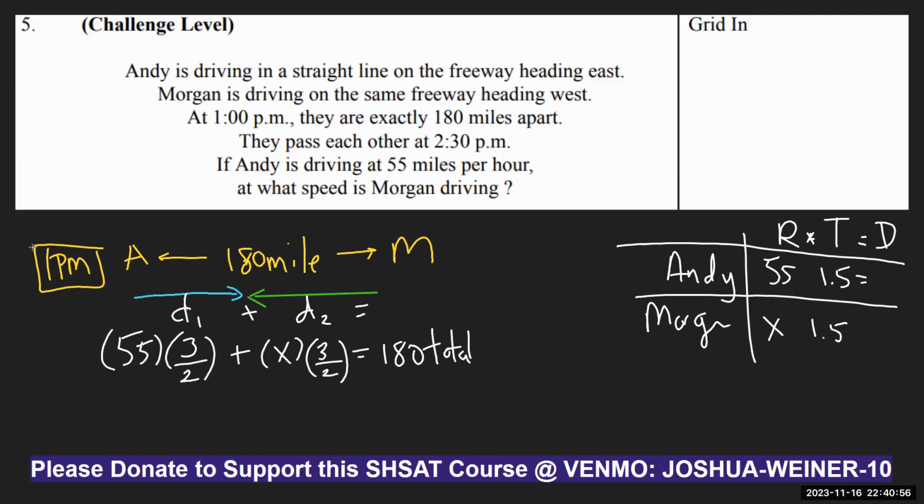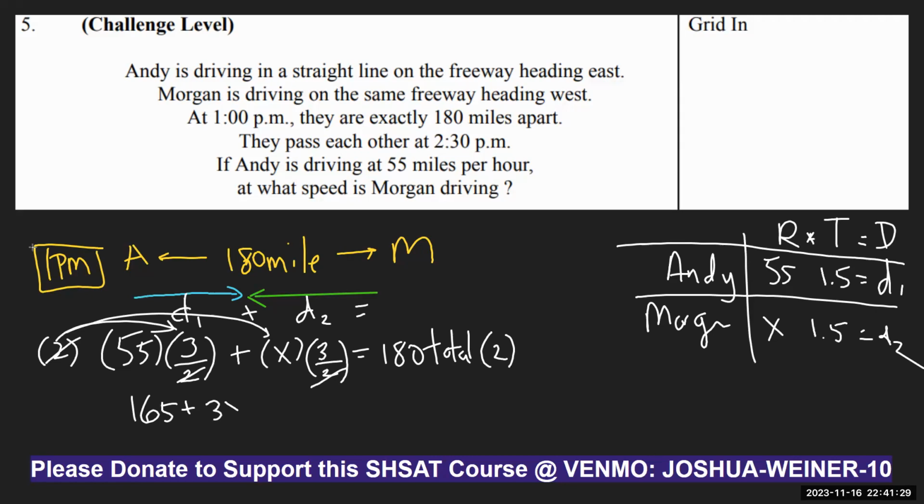Right? Because rate times time equals distance. That would be D1 and that'd be D2. So Andy's distance covered will be... Yeah, this isn't so bad. I'm gonna multiply everything by 2, right? So then we'll do times 2 on this side, and times 2 on this side. 2 will cancel 2. And when we distribute it here, 2 will cancel 2. Okay, so then we have 165 plus 3x equals 360 total.